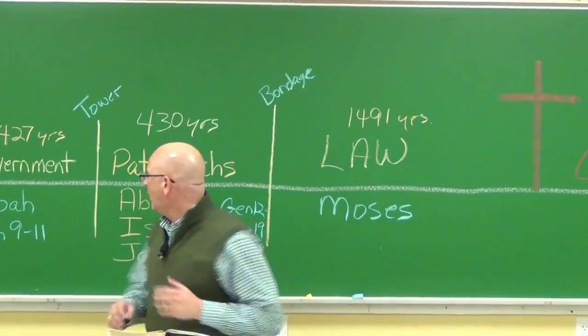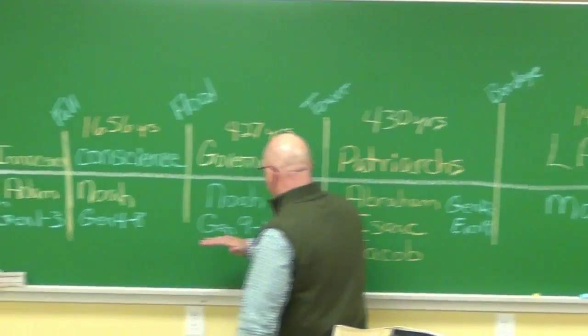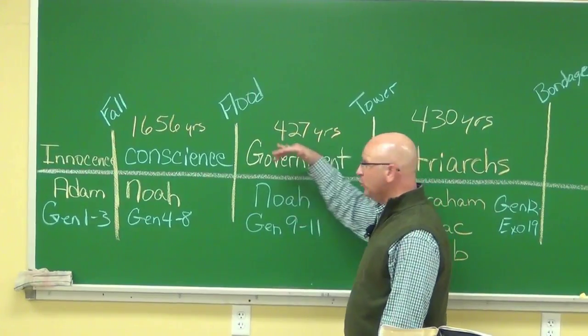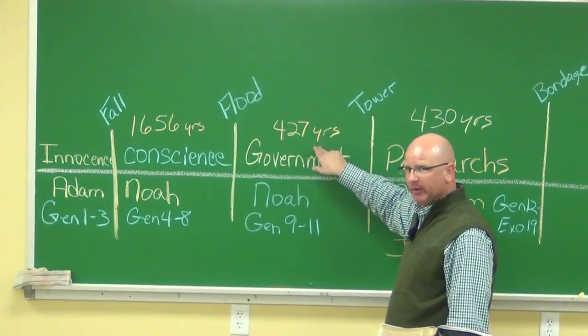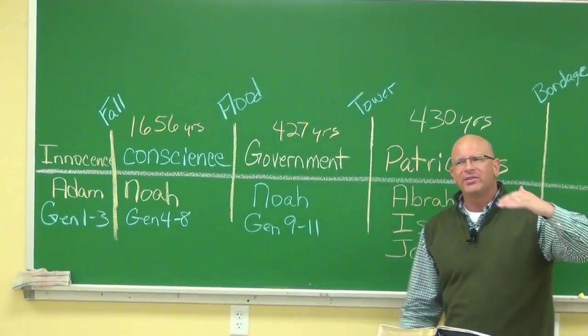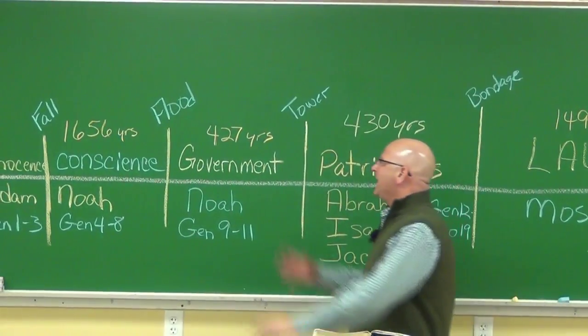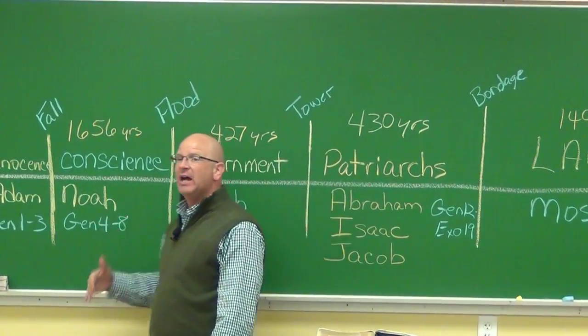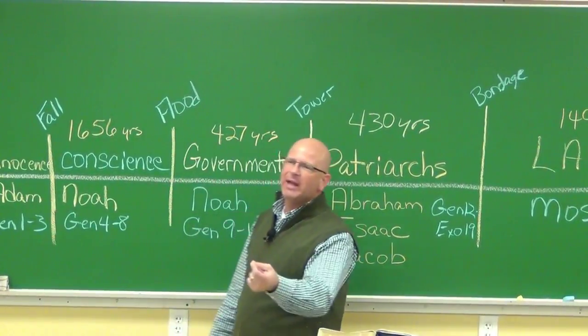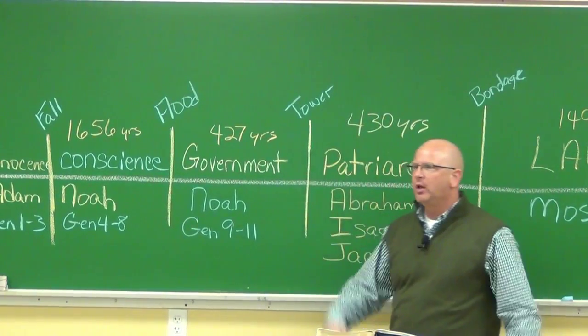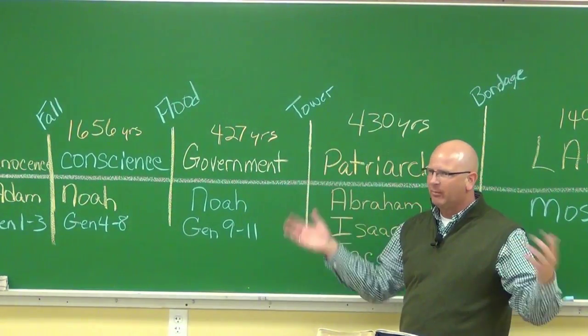But anyway, now, what happens is, in Genesis chapter 9, you move into human government. You say, why does God do that? All right, listen. Each dispensation has a different set of rules. I explained last week that I have three children. All of them are different ages. I love them all the same.